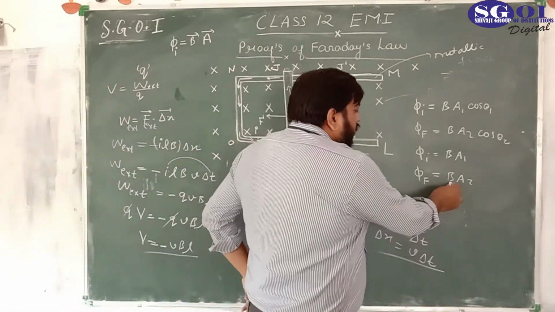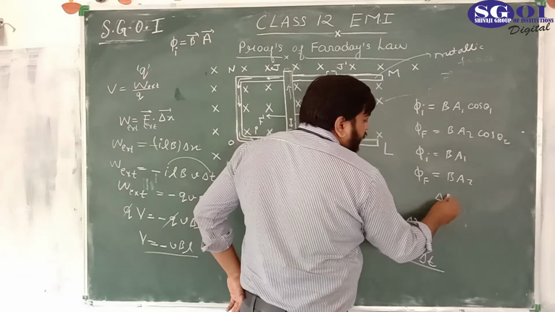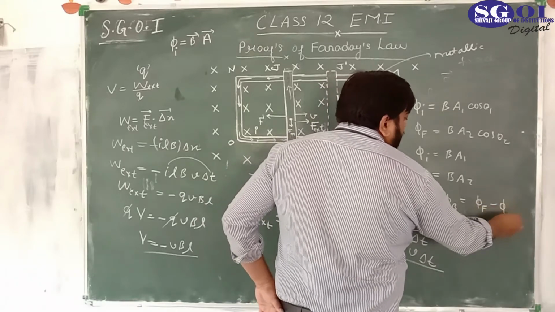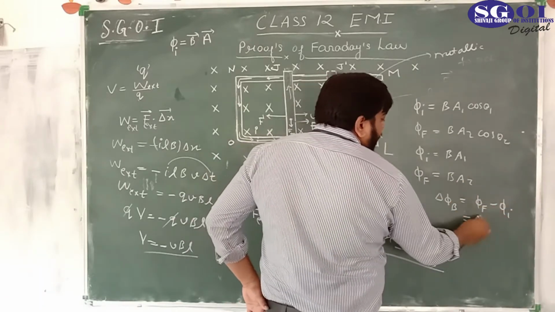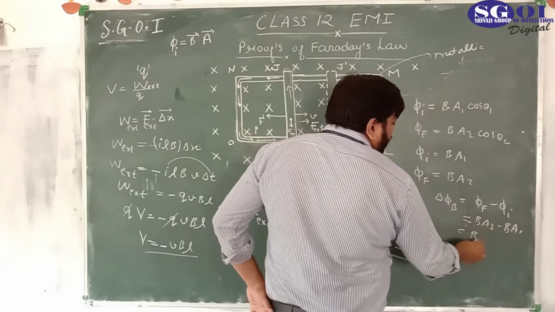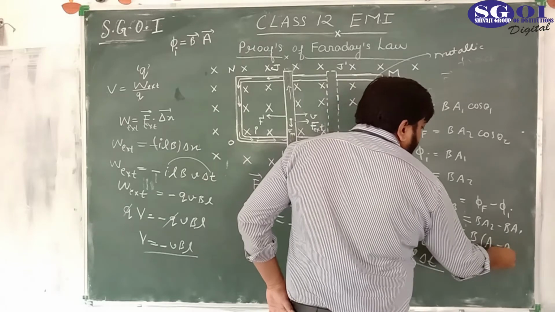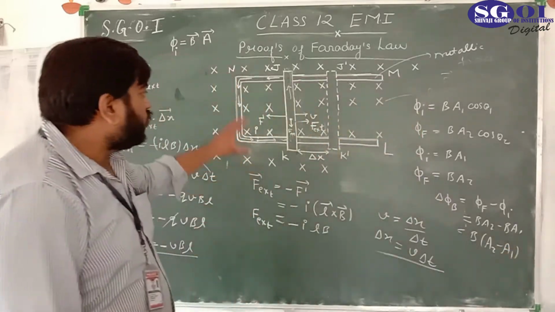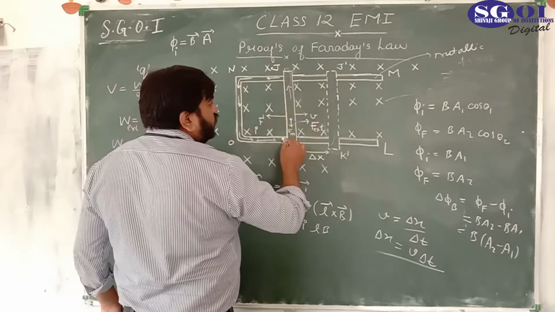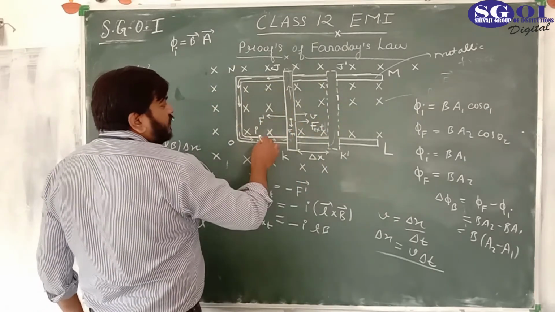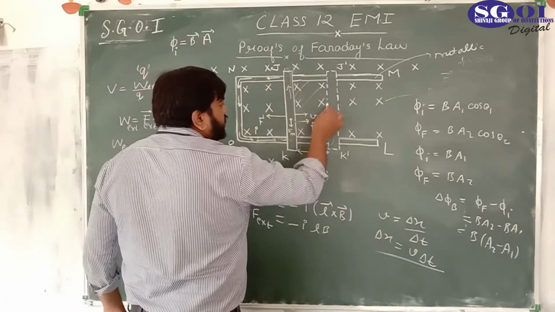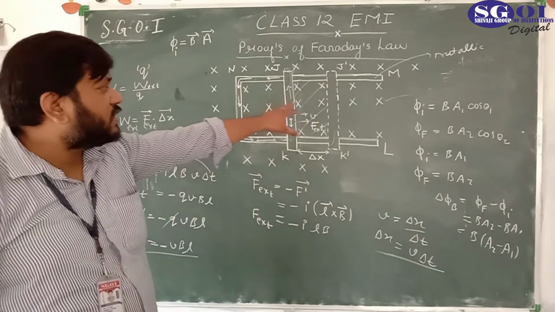So the change in magnetic flux, delta phi B, final minus initial, would be B A2 minus B A1. If we take B common, this is A2 minus A1. You can see A2 is from here to here, this whole region, and A1 is this region. So if we subtract the whole region minus this region, this is A2 minus A1.